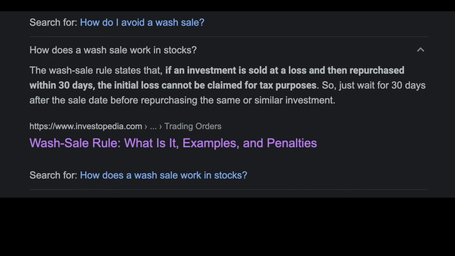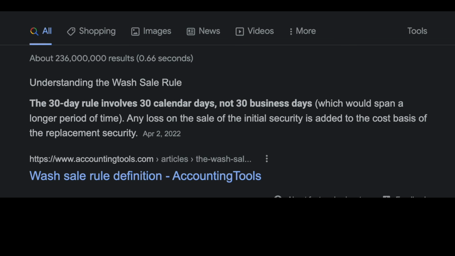Stay tuned. How does a wash sale work in stocks? The wash sale rule states that if an investment is sold at a loss and then repurchased within 30 days, the initial loss cannot be claimed for tax purposes. So just wait for 30 days after the sale date before repurchasing the same or similar investment. The 30-day rule involves 30 calendar days, not 30 business days.